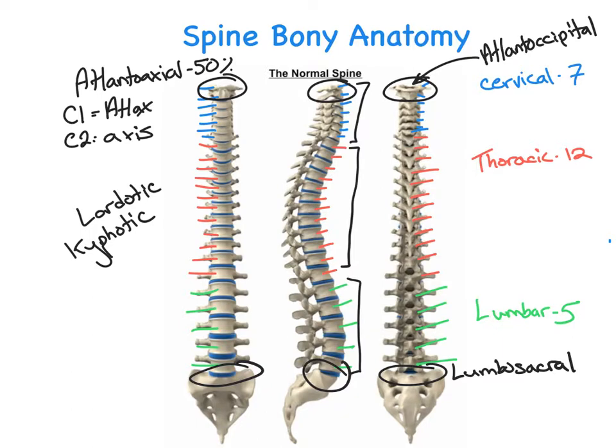Now our sacrum and our coccyx are made up of fused vertebrae. So our sacrum is made up of 5 fused vertebrae, and our coccyx is made up of 4 fused vertebrae.